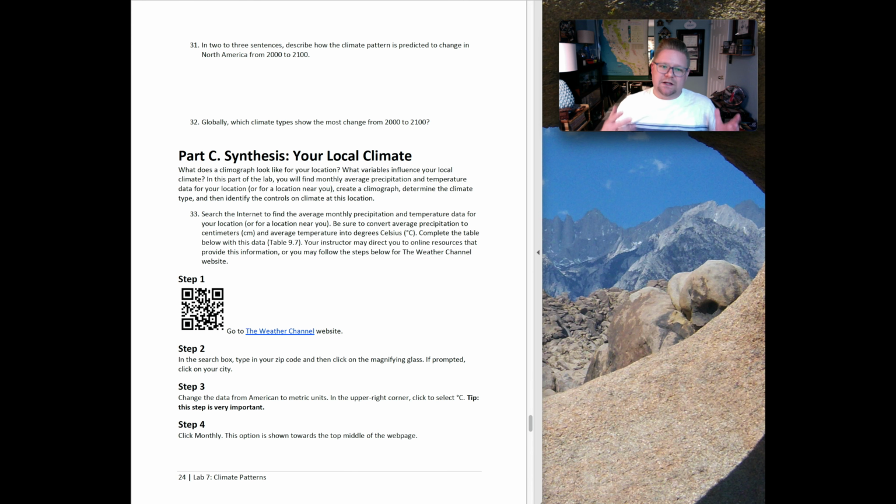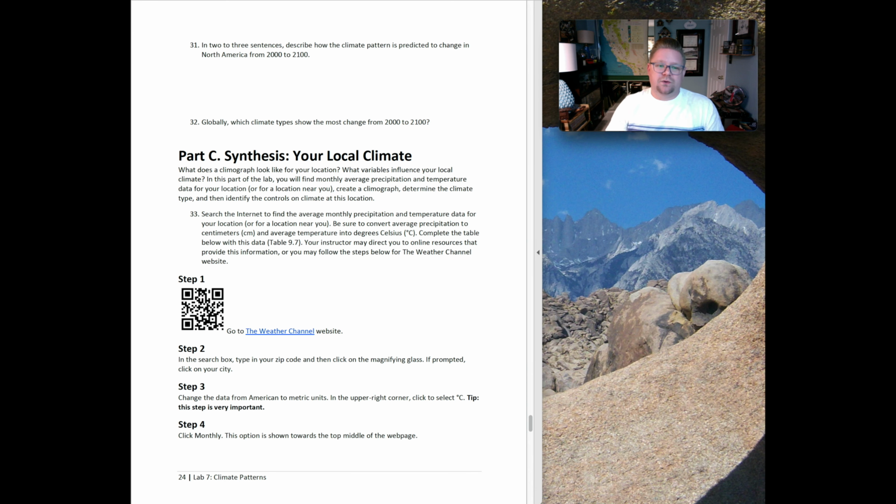So what does a climate graph look like in your location? What you're going to do is create your own climate graph. But in order to do that, we have to collect data. The lab itself identifies for you to do your town, your city. Obviously it depends on what your instructor has assigned, if they've picked somewhere in particular. But for the most part, can you create a climate graph for your location or your home?